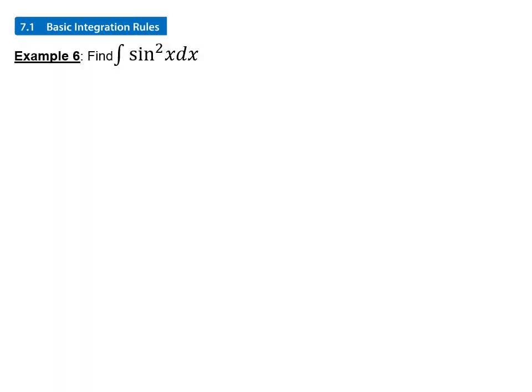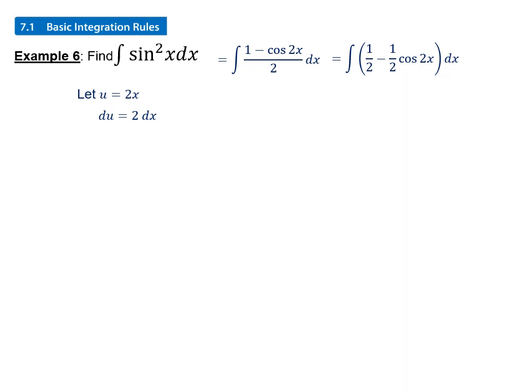So integral sine squared x dx. Well, sine squared is the same as 1 minus cosine 2x over 2. That's a double angle formula. Separate that into two separate fractions, two terms, 1/2 minus 1/2 cosine of 2x. Let u equal 2x, du equals 2 dx. So 1/2 du equals dx.